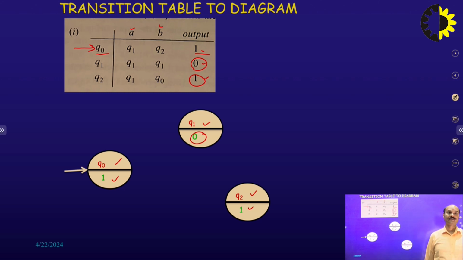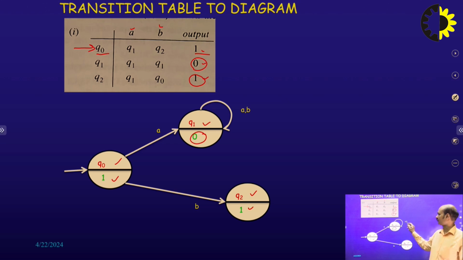If at Q0 we apply our input A, then it reaches Q1. Then if we apply B, then we reach Q2. Then in Q1, if we apply A, then it reaches Q1 only. If we get B input, then we also get to Q1. So we write A comma B, both inputs, it reaches Q1.